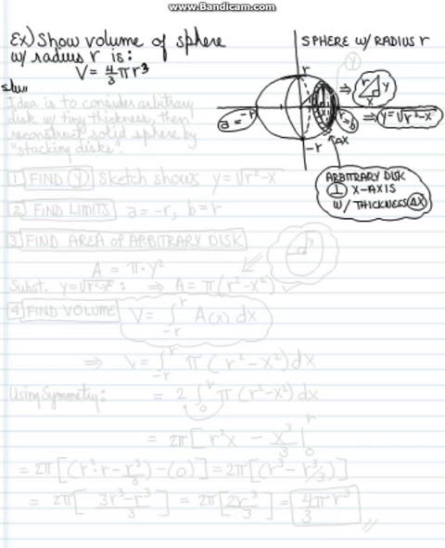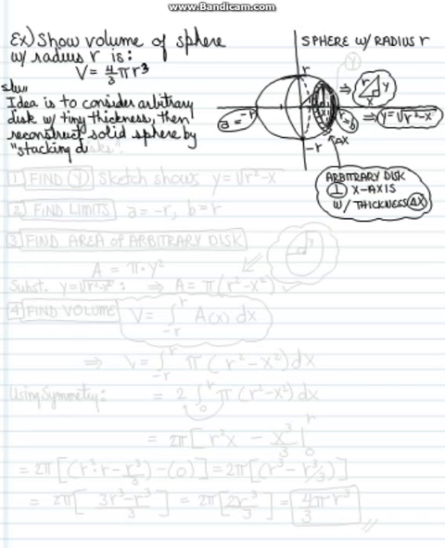Back to my crummy little drawing. We're going to show the volume of the sphere with radius r is V equals 4/3 times pi times r to the third power. First of all, the idea is to consider arbitrary disks that we've cut with infinitesimally tiny thickness, delta x. Then reconstruct the solid sphere by stacking these little disks together from x equals negative r to x equals r, in other words, from a to b on the x-axis. That's the idea, to reconstruct the chocolate tennis ball.